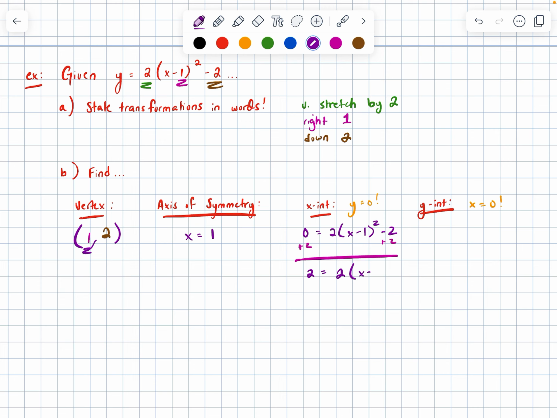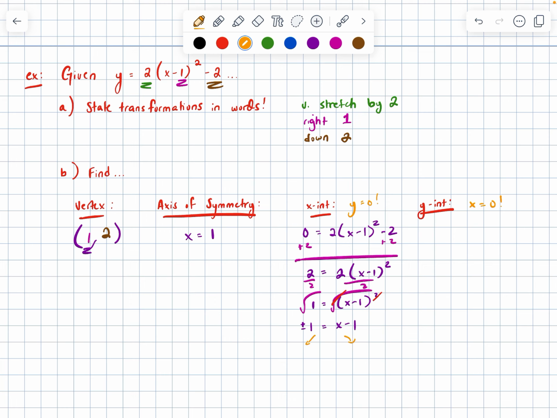This tells me that 2 is equal to 2 times the quantity x minus 1 squared. Dividing both sides by 2, I can show that 1 is equal to x minus 1 quantity squared. Now I can't touch that -1 until the square goes away. I can accomplish that by taking the square root of both sides. The square root of 1 is plus or minus 1, and now I've got x minus 1 left over because my square and my square root cancel each other out.